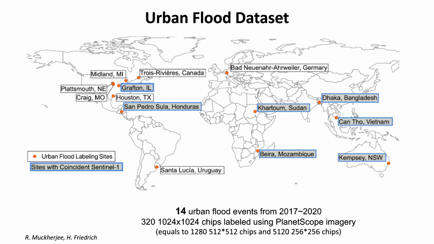This number, 320, might not look so big, but because they're 1024 by 1024, compared to other data sets, which are usually 512 or 256, it's actually a pretty big data set already. And one more thing: this part of the labeling was not led by me. It was led by Rohit and Hannah in our group.